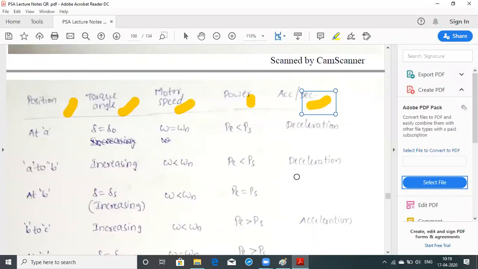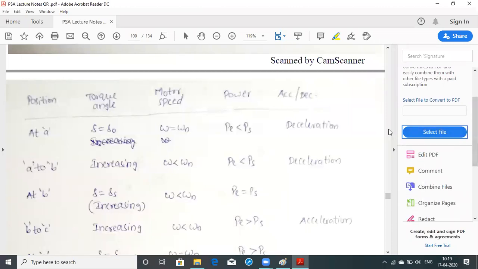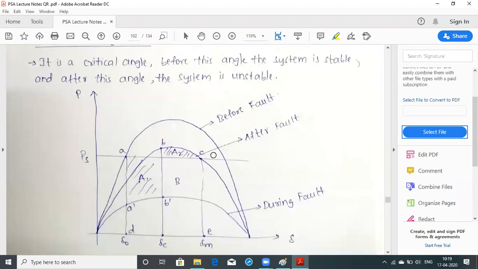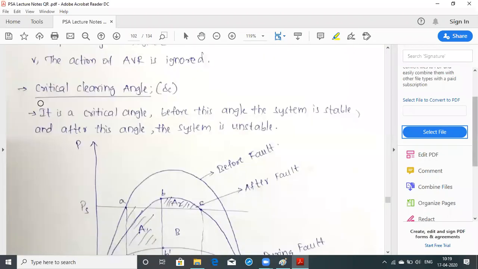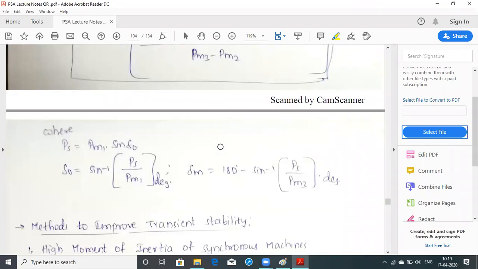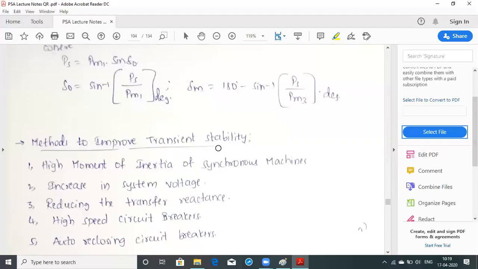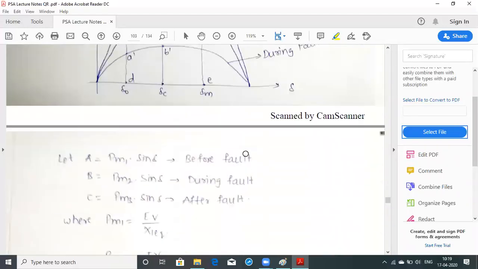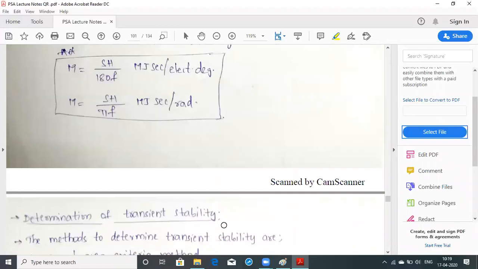This is applicable only for a single machine or a two machine system. It is not applicable for more than a two machine system. For that reason, we use the point by point method. So in the next class, we will discuss the critical clearing angle, how we are going to derive it, and also the point by point method.